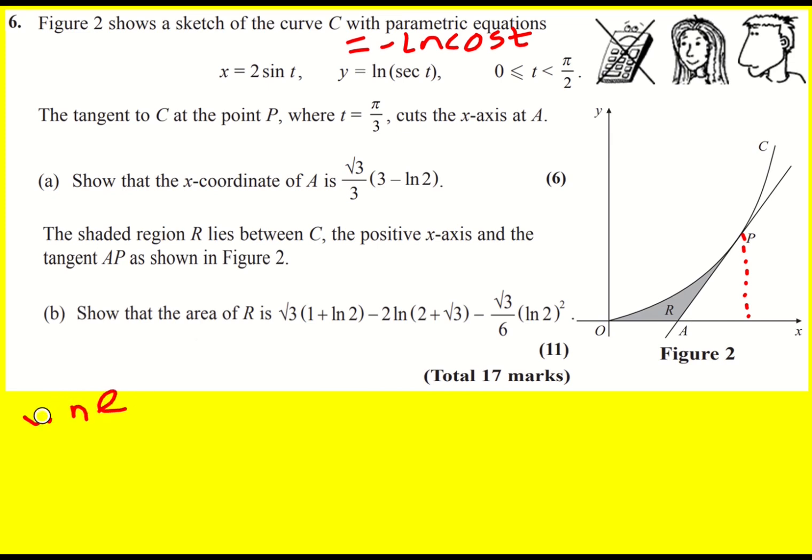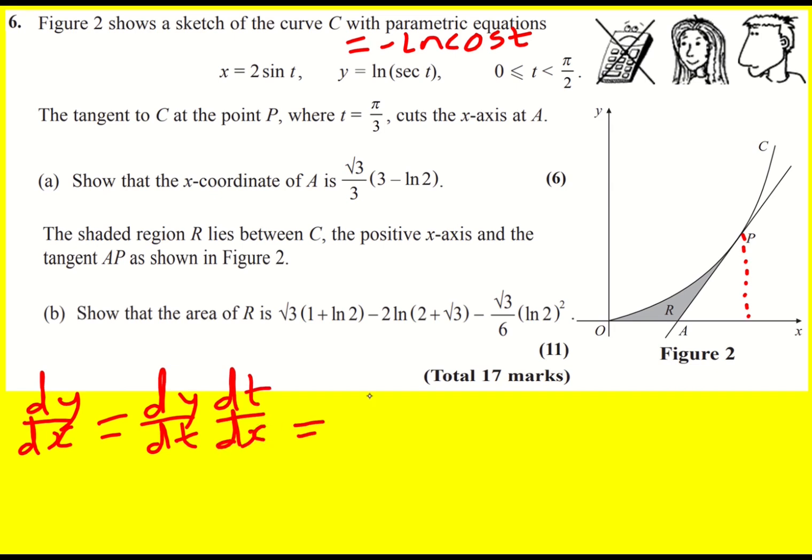Actually, I was about to substitute in t is equal to pi over 3, but the first thing is going to be to find dy by dx. That's our gradient function. And for this, we're going to need to use parametric differentiation, i.e. the chain rule. And this can be written as dy by dt divided by dx by dt.